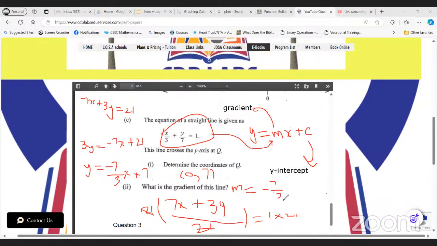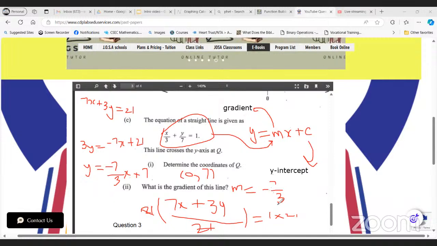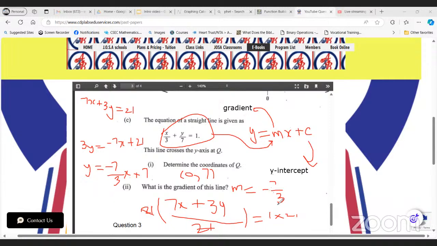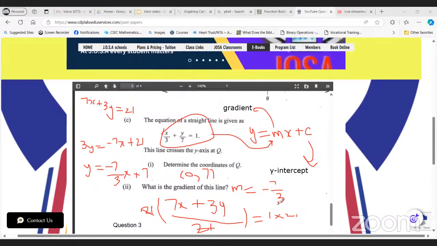Now we can use a graph to prove this. So let's use a graph to prove this one. Are we ready to pull this one?